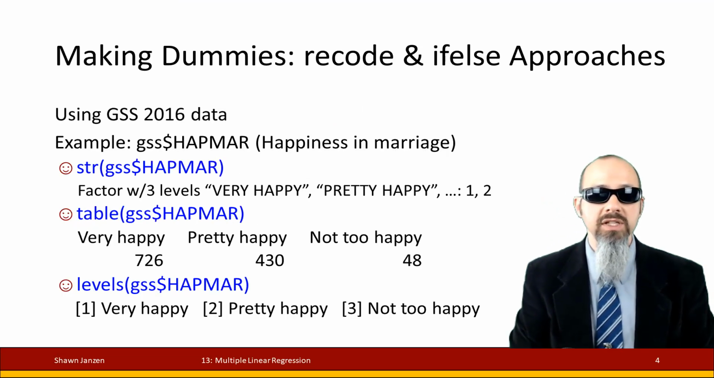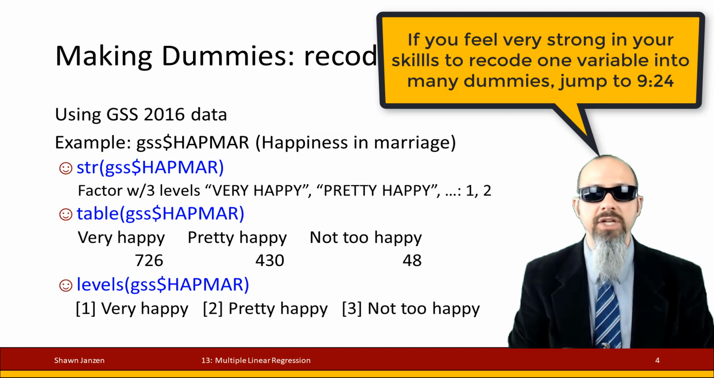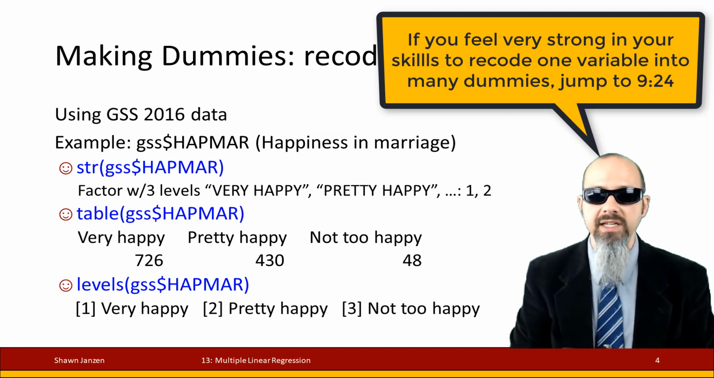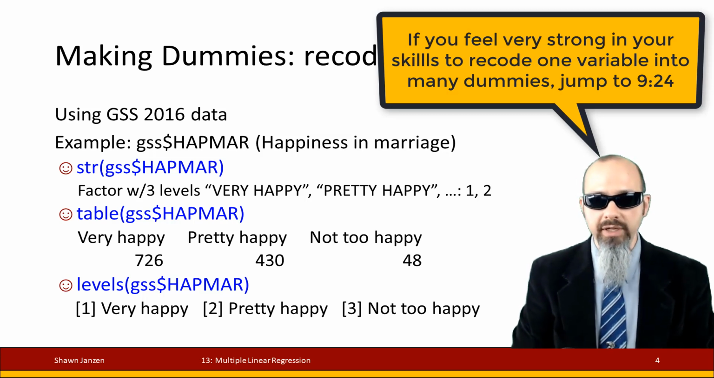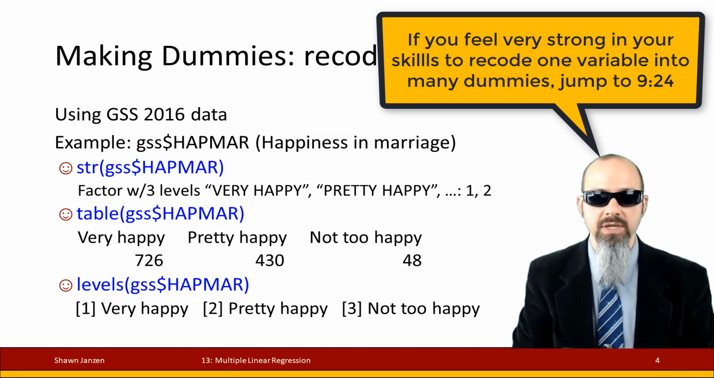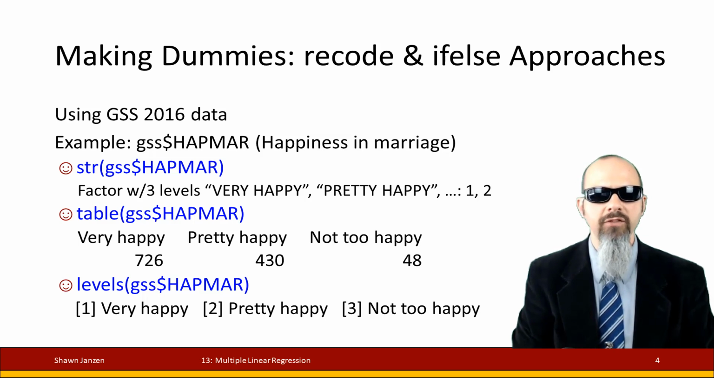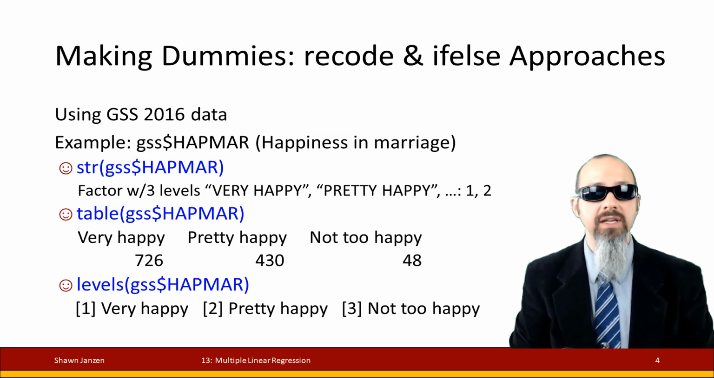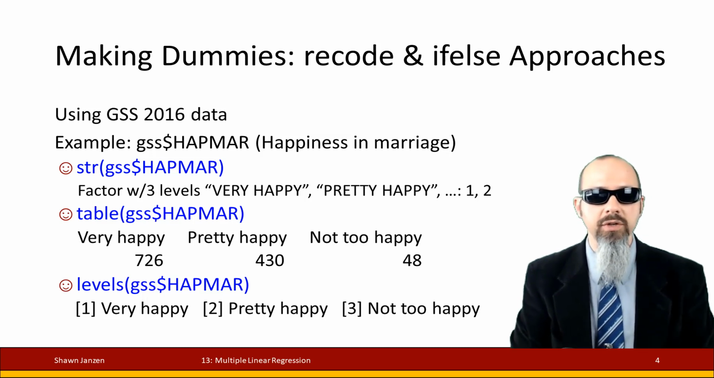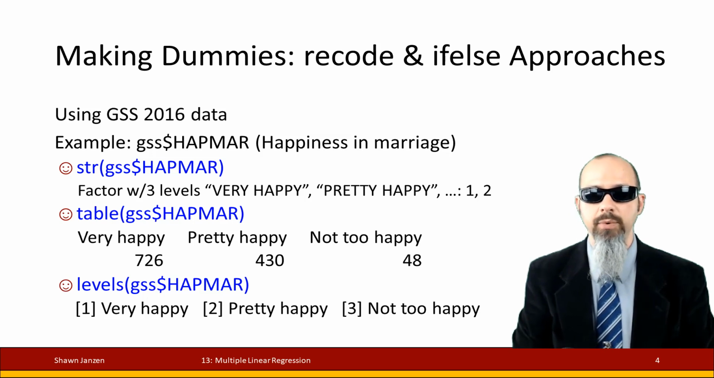Now, in using this particular data, we're going to rely on the General Social Survey from 2016, and I'm going to start with some recodes. We're going to make ourselves some dummy variables, and then we're going to show you different ways we can plug them into the regression in order to obtain these reference groups. The first variable up is happiness in marriage, and we're going to use both a recode and an if-else approach to show you how you could do it with either strategy.